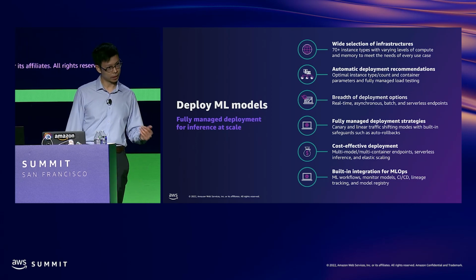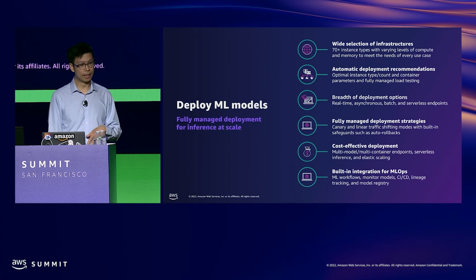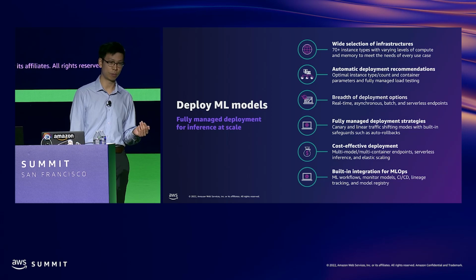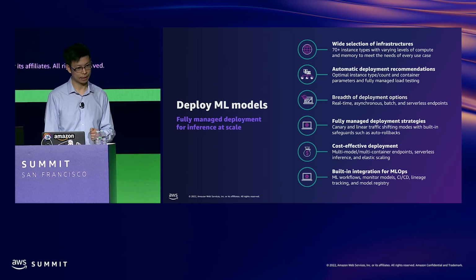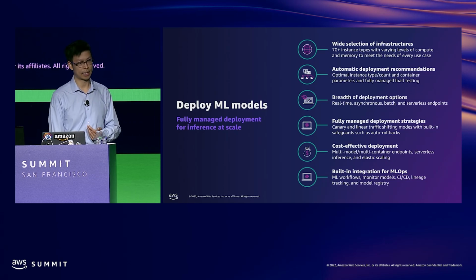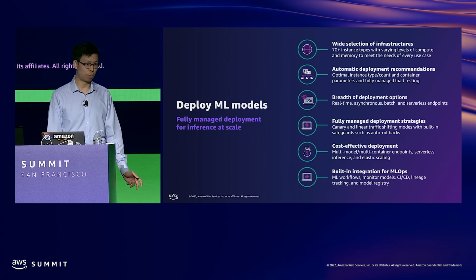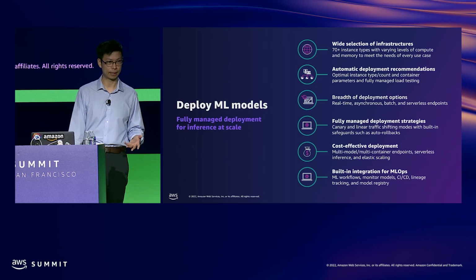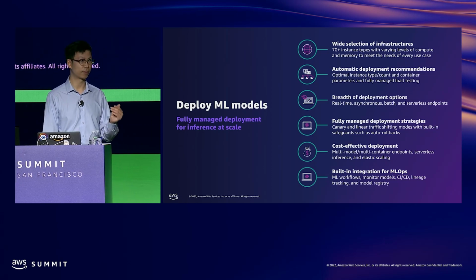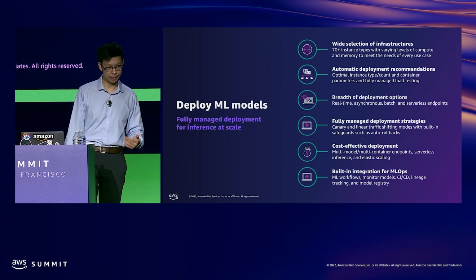With so many instances, it could be hard to find which instance works the best and how many you should use. So we have a fully managed service called Inference Recommender to help provide automatic deployment recommendations. You can also use it as a fully managed load testing tool. We have a wide set of deployment options from real-time, asynchronous, batch, and serverless endpoints. This is one of the main topics we'll be covering today, so I'll be covering that over the next few slides.